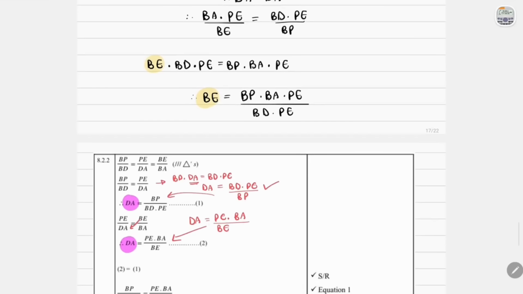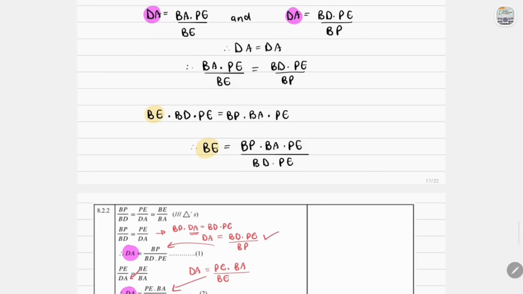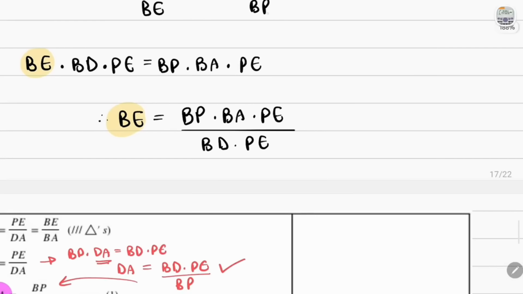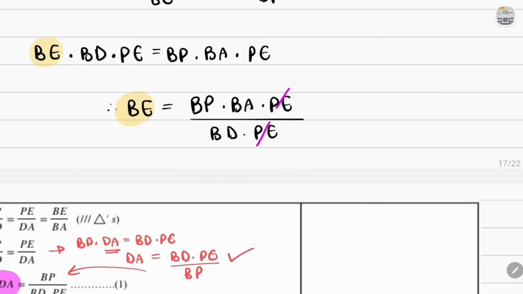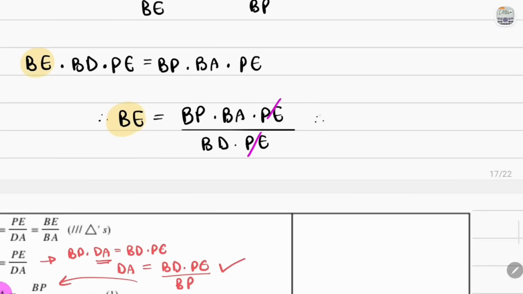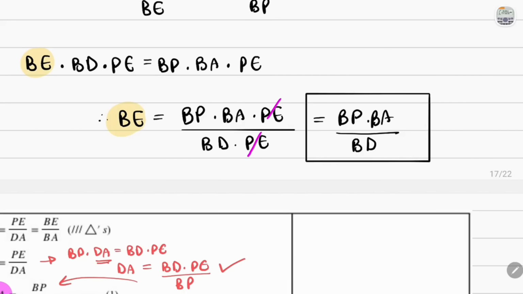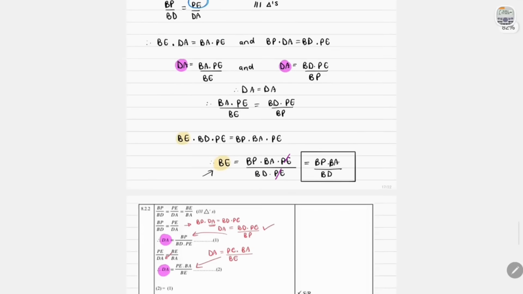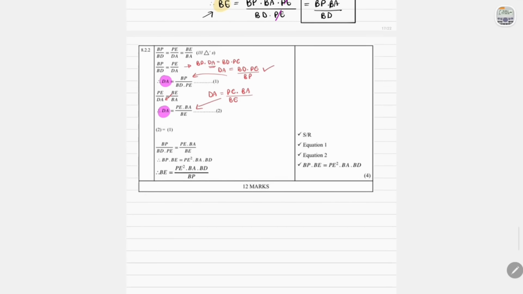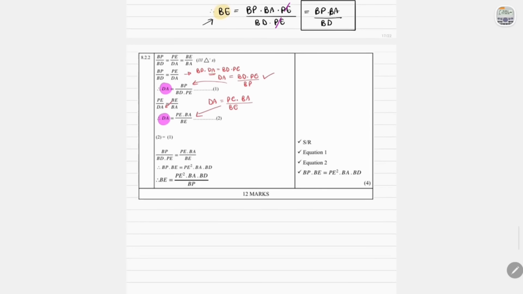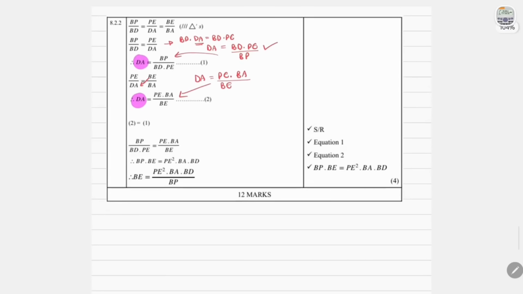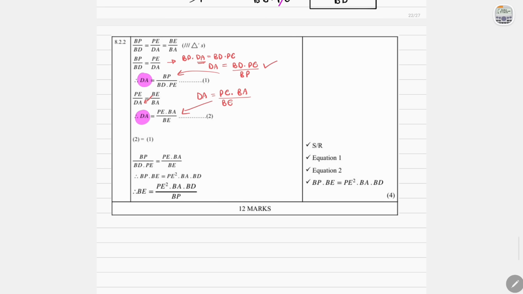Had those two equations worked out, then yes, we would have gotten that. So the only thing that it would actually simplify to would be, PE and PE would cancel because they're exactly the same. So at the end of the day, BE would simply be equal to BP times BA over BD, and that would be the equation for BE. Okay, so that was the last question, and this is worth 12 marks, question 8, and that is it for question 8. So that is it for this paper.